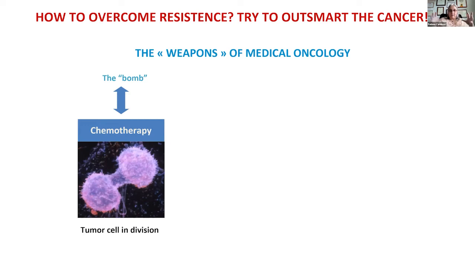So we have the first treatment that is very well known as chemotherapy, that we usually compare to a bomb because it kills the enemy, but also the good cells around. And this is because the target of chemotherapy is the tumor, the cell that is dividing. And I'll come back to this later on.